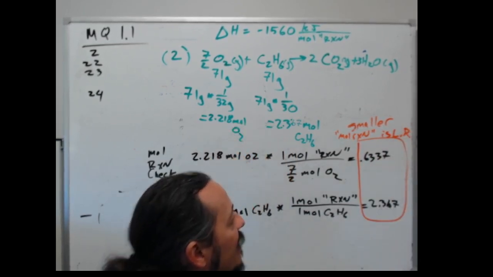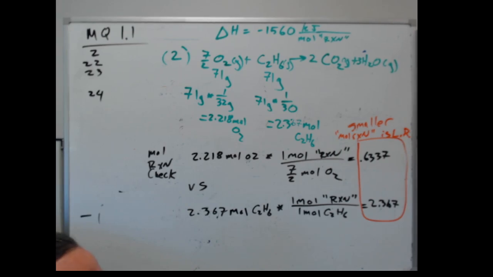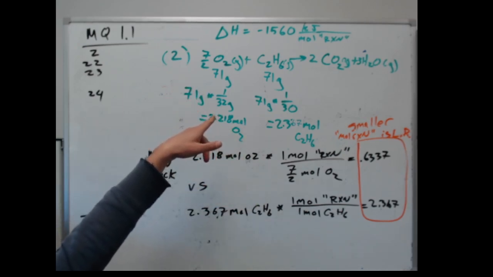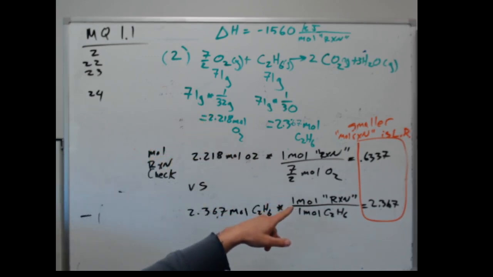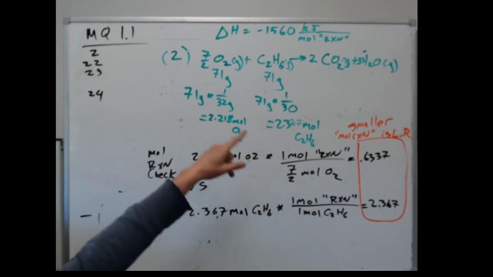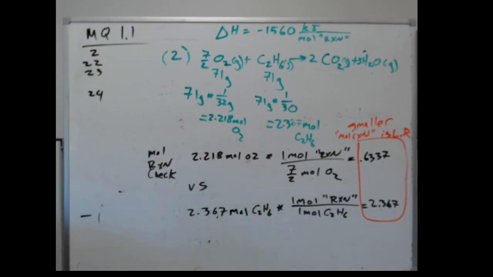And so in this case, the smaller moles of reaction is the limiting reactant. So ta-da, oxygen is the limiting reactant. But since this problem is asking us to find the heat released and we've got this number that's already in kilojoules per mole reaction, we can actually just do 0.6337 times our 1560, and that's going to be the answer as well.